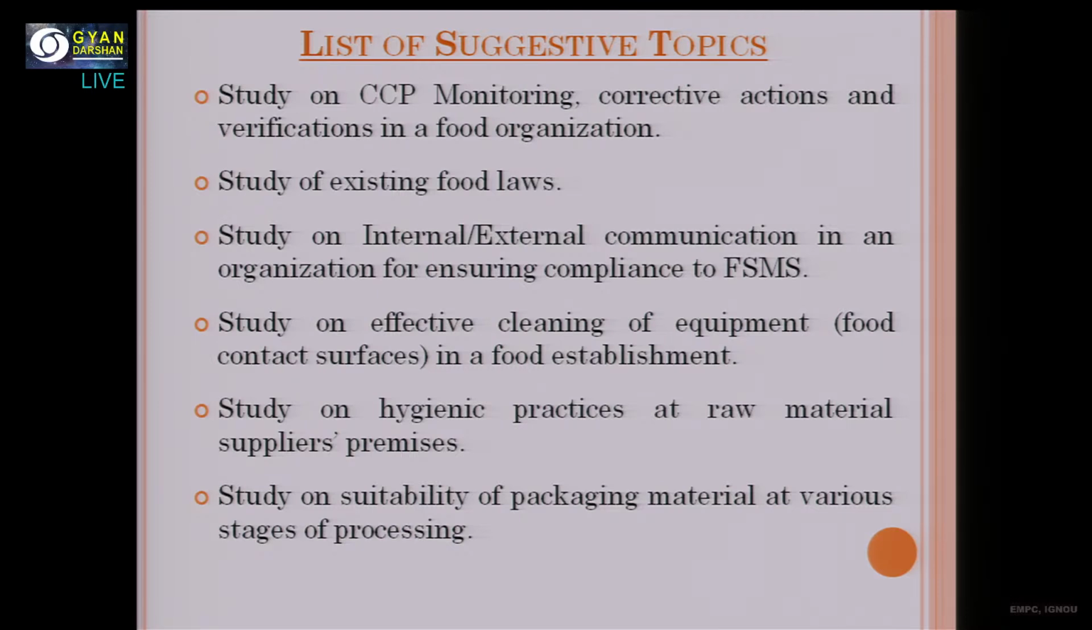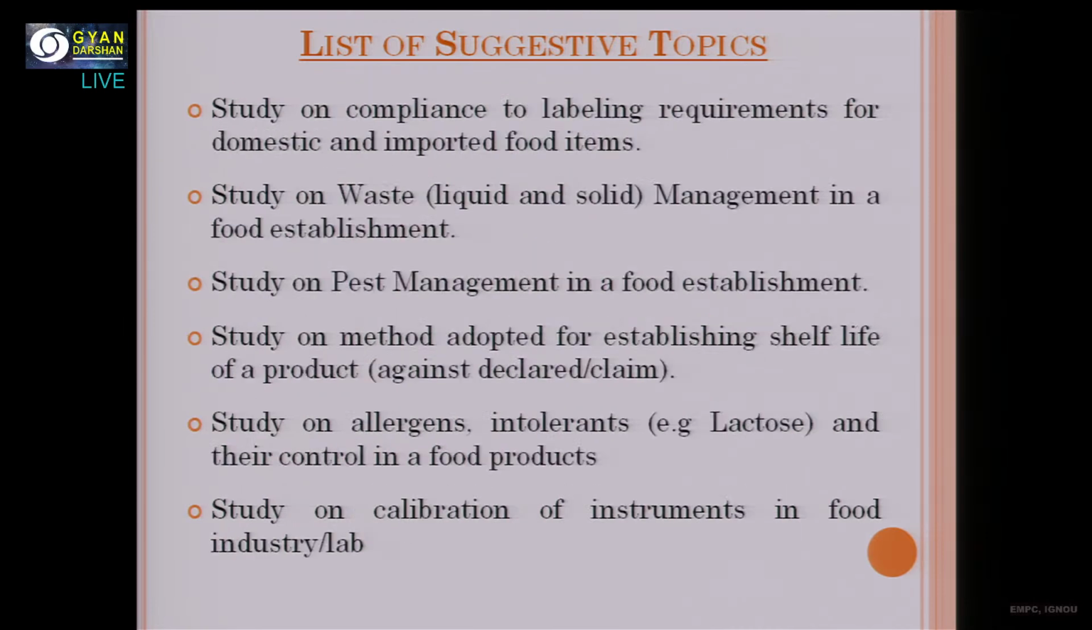You can study effective cleaning of equipment in a food establishment, then hygienic practices at raw material suppliers' premises, suitability of packaging material at various stages of packaging. You can study compliance on labeling requirements for domestic and imported food items. You can study waste management, pest management, methods for establishing the shelf life of the product. You can study allergens. You can study calibration of instruments in the food industry. So you can choose this kind of topic, or you can choose any other topic which is related to food safety and quality management system, which you have studied in your theory and practical courses.